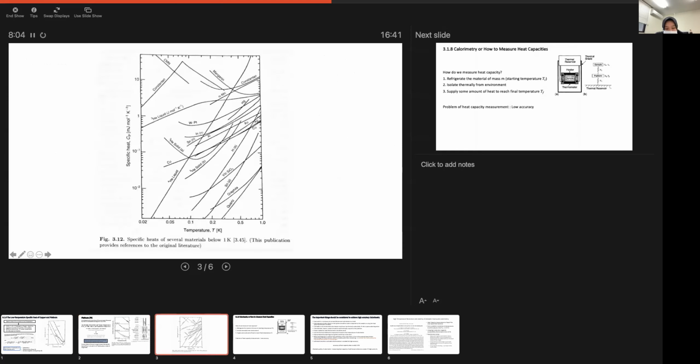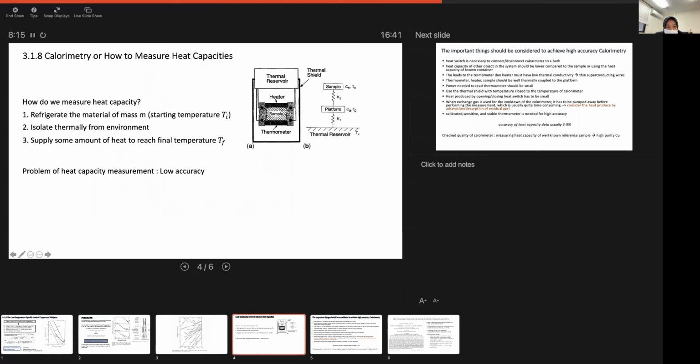And this is the data of specific heats of several materials. If you want the details of the data, we can see them in the textbook. And next is about calorimetry and how to measure heat capacities.